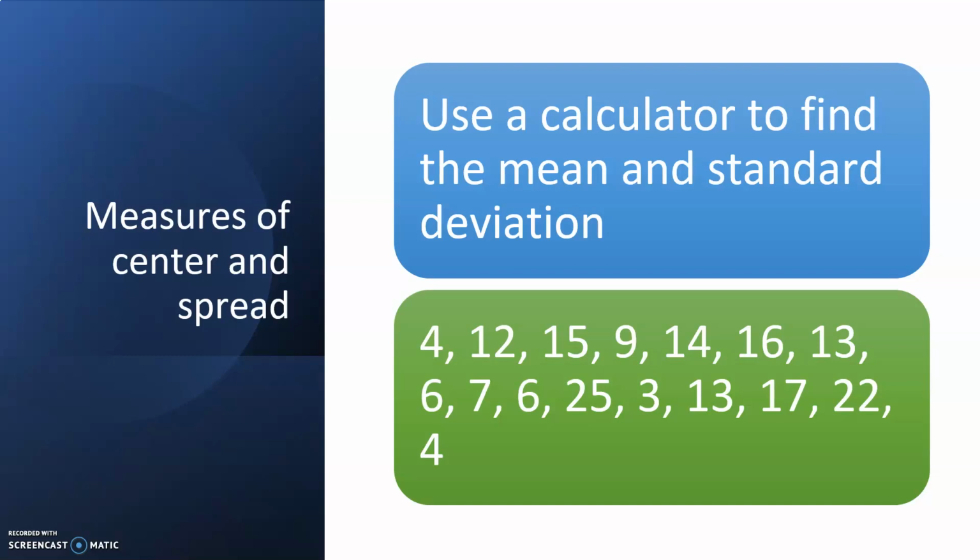The spread is how spread out your numbers are. There are a couple of different measures of spread. One is the range. Range would be if you take your biggest number minus your smallest number. And the other would be the standard deviation. So we're going to learn about standard deviation today.